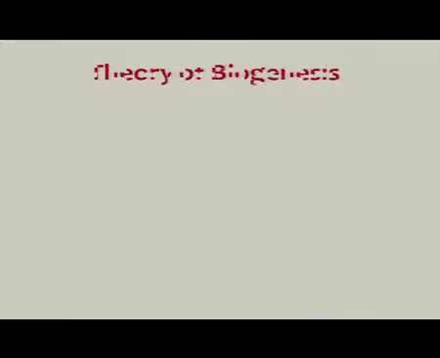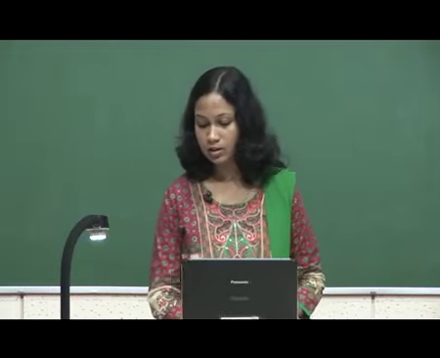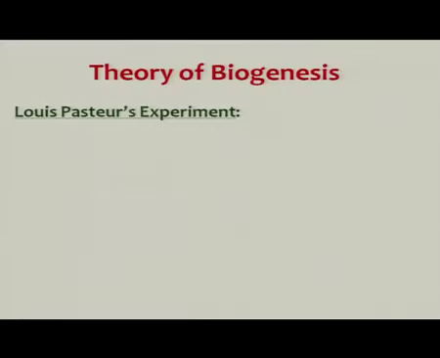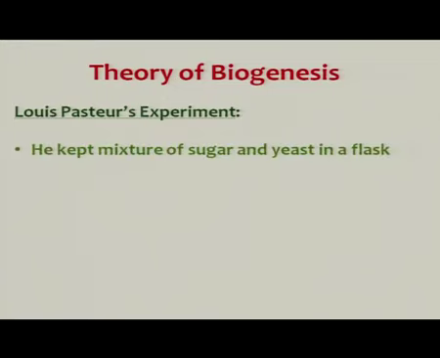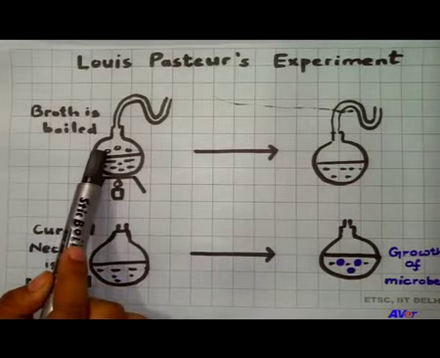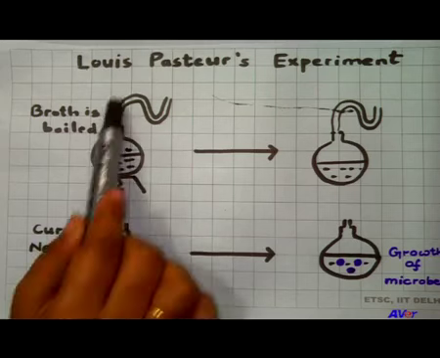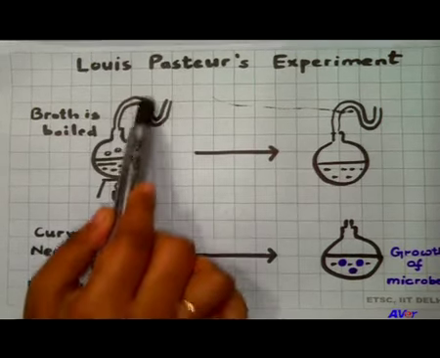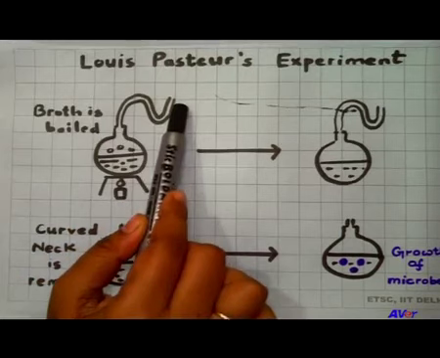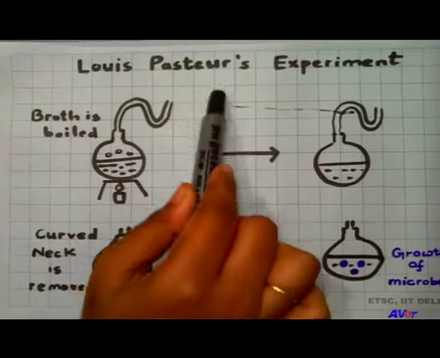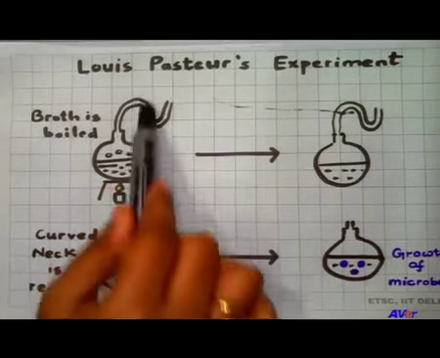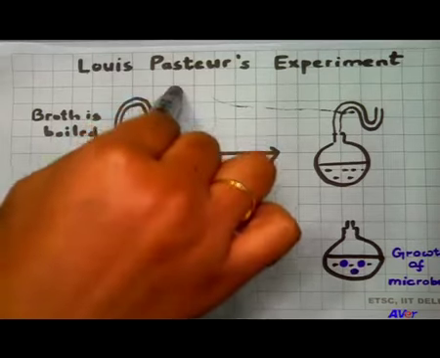What the reality was, was proved by Louis Pasteur. Here you can see Louis Pasteur's experiment. So, what did he do? He kept a mixture of sugar and yeast, which he called broth, in a flask. He drew out the neck of the flask into an S shape. He molded the neck into an S-shaped structure. So, this experiment is also popularly known as the swan-necked flask experiment.